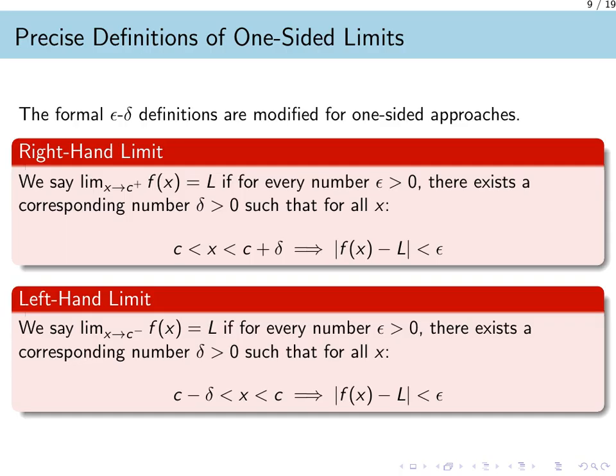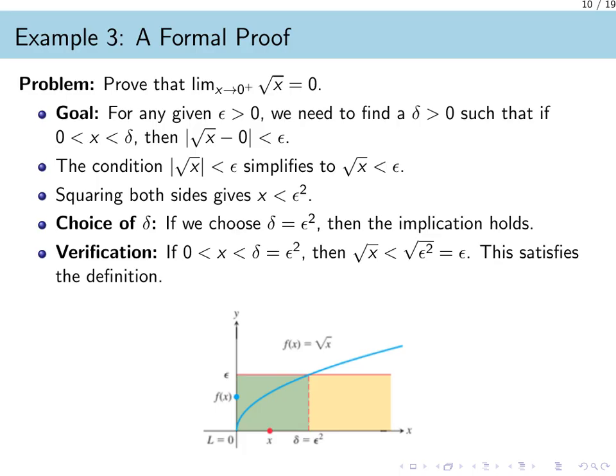The definition for a left-hand limit is perfectly symmetrical. The only thing that changes is the interval for x, which becomes strictly between c minus delta and c, formalizing the approach from the left. The essential thing to remember is that we are just restricting our x values to an interval on one side of c. Let us now use our formal definition to prove that the limit of the square root of x as x approaches 0 from the right is indeed 0.